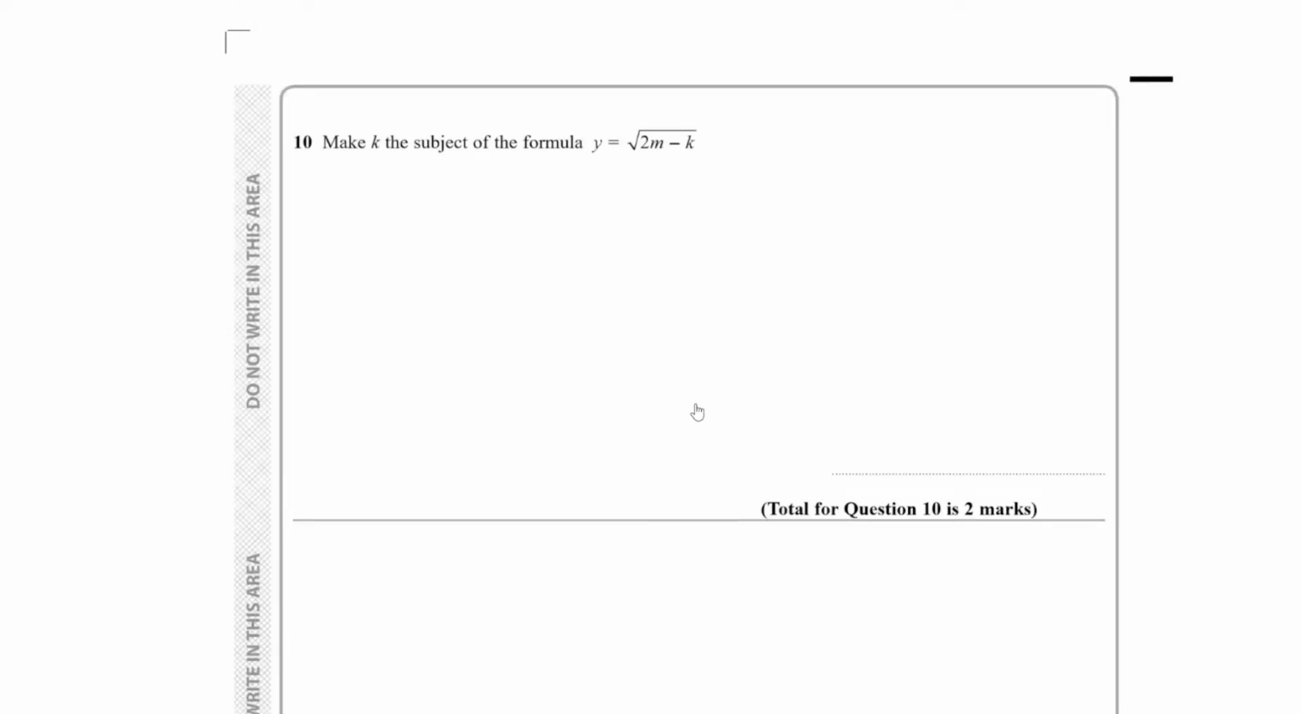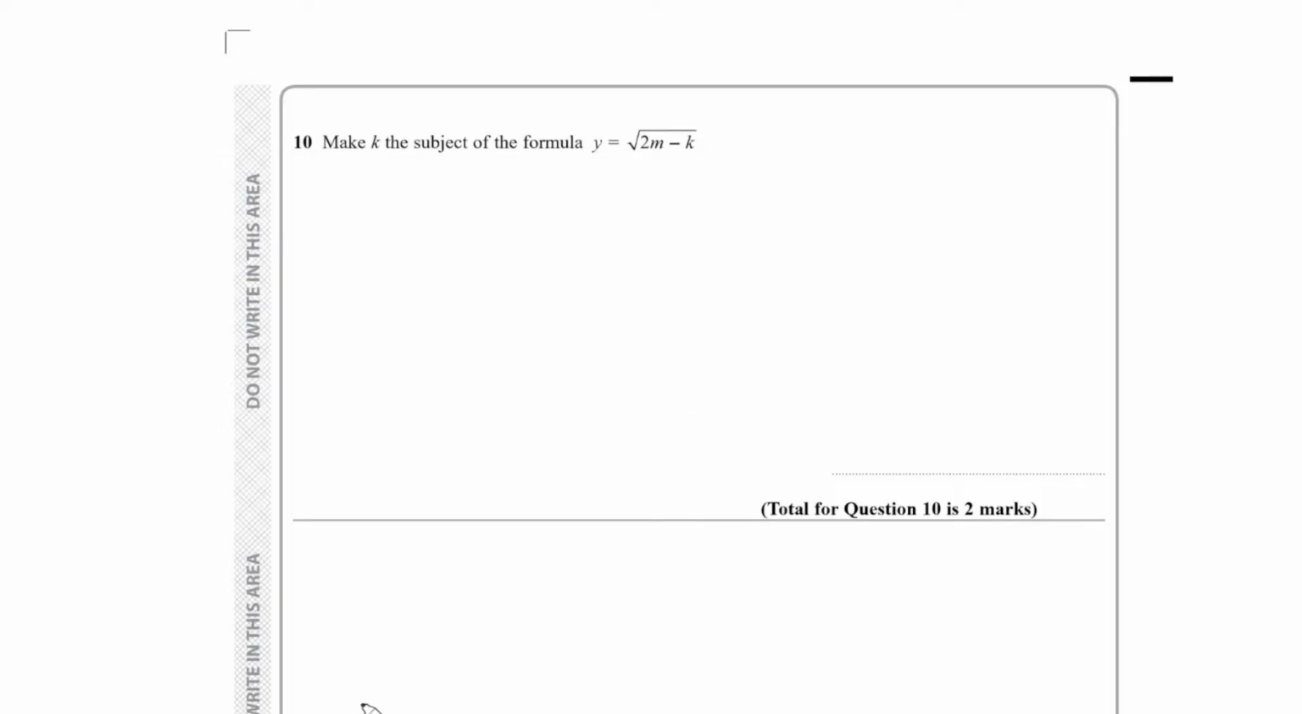Question 10, we've got make k the subject of the formula y equals the square root of 2m minus k. So I'm going to square everything, because we need to kind of unlock that.